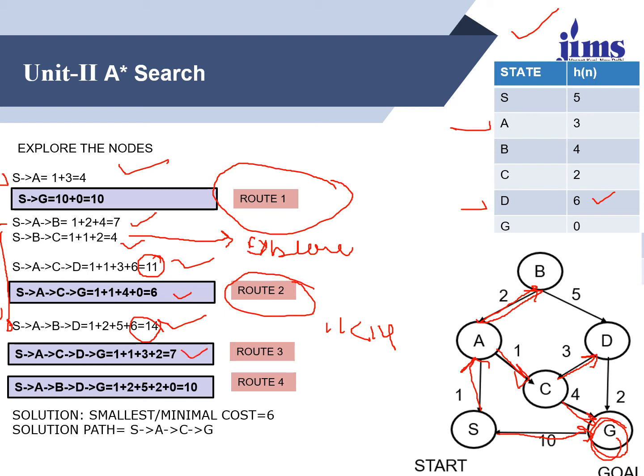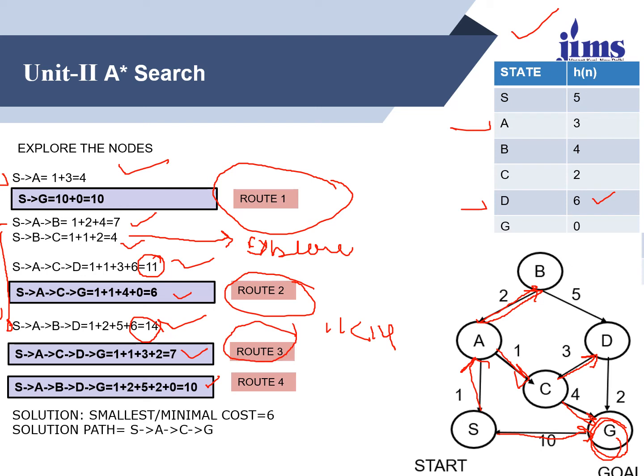Now only one path is left unexplored, that is S to A to B to D. So S to A to B to D to G. It becomes 1 plus 2 plus 5 plus 2 plus 0. It becomes 10. So now we found 4 routes.